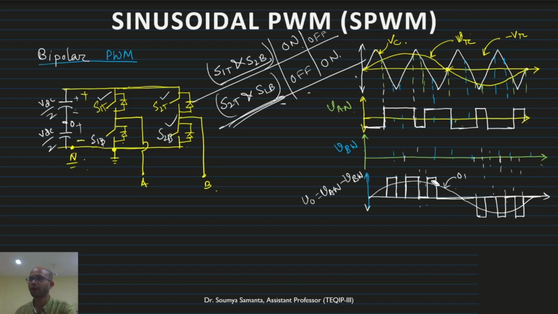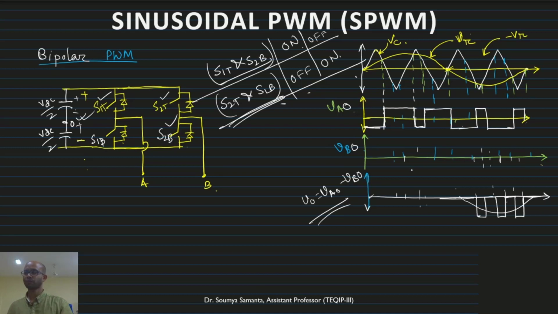Now, what will happen here? In the other case, what is the VBN? Now this N will not be there. It will not be with reference to this one; it will be with reference to O. So this is AO and BO. So this will be AO minus BO, and this is the output voltage. Written VAB, the output voltage VO, equals VAO minus VBO.